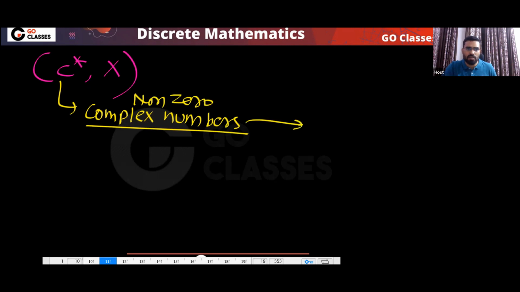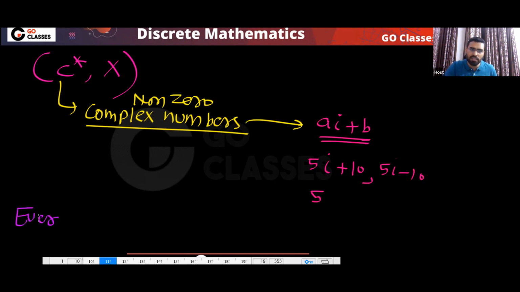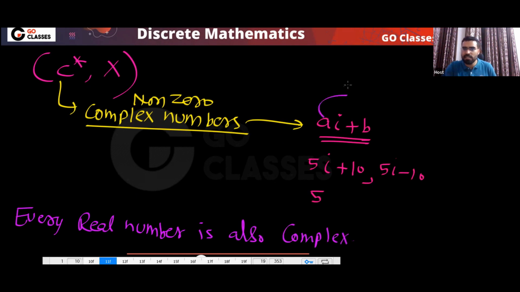What is a complex number? A complex number basically involves iota. It is something like a iota plus b. For example, 5 iota plus 10, or 5 iota minus 10, or 5. Every real number is also complex. So a complex number is something like this: here this is real, this is also real, and you have iota. This type of number is called a complex number.